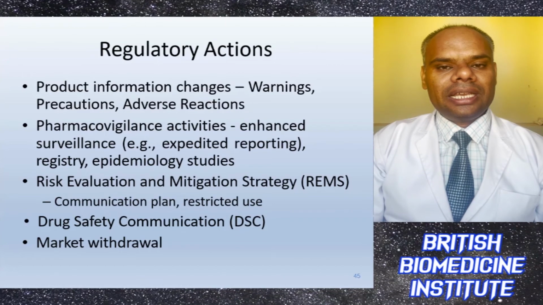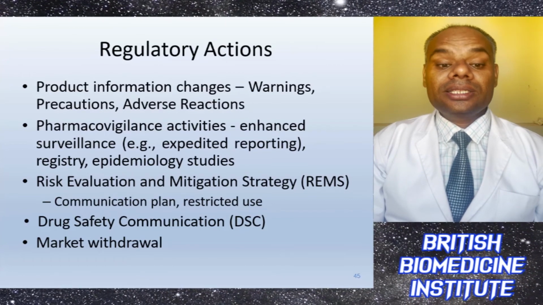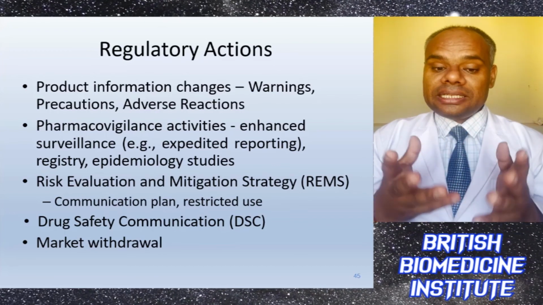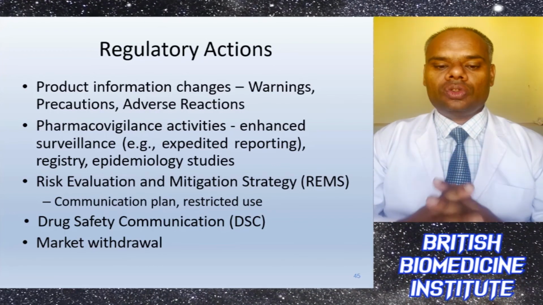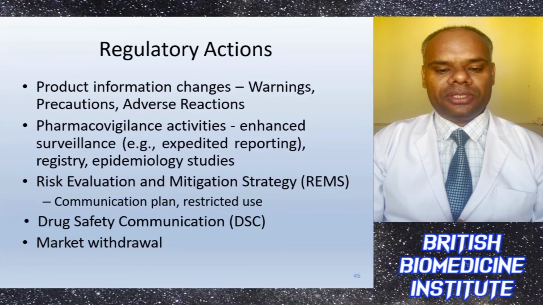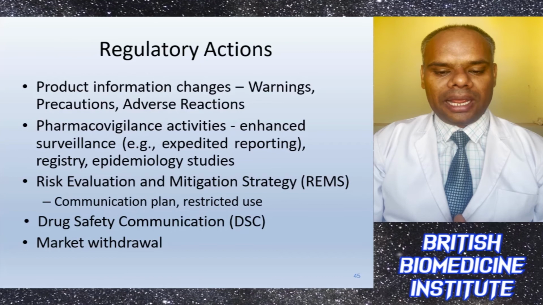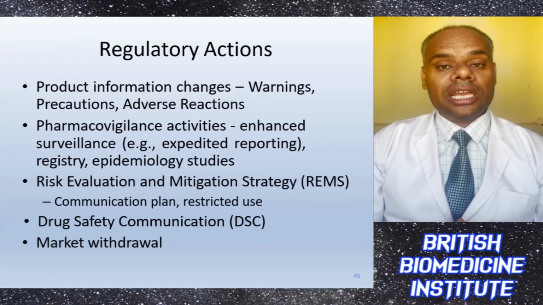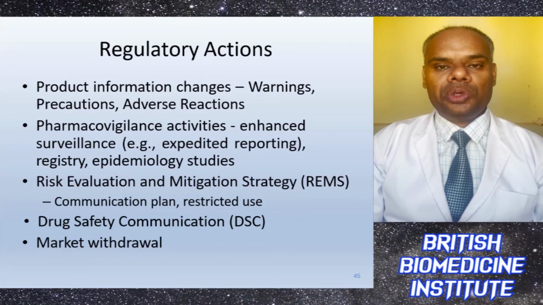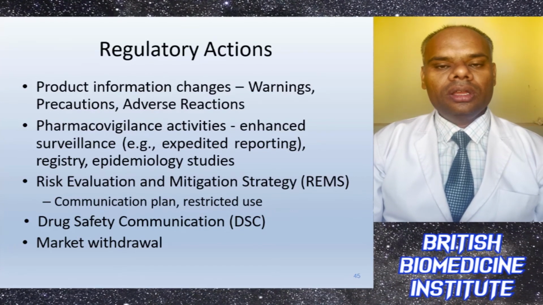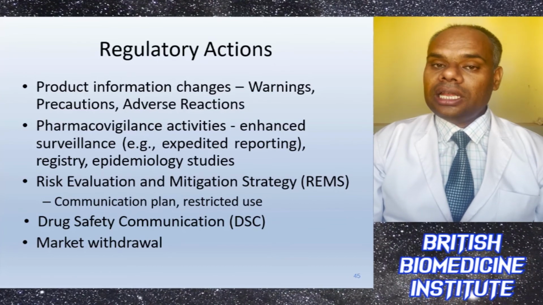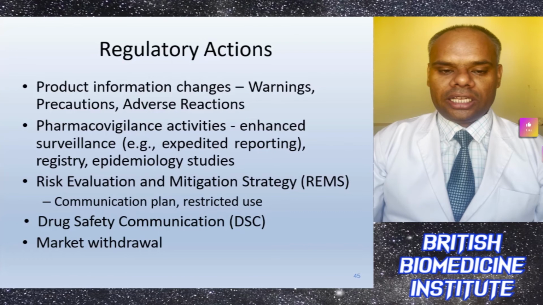Under pharmacovigilance activity, basically they can enhance surveillance, like we can go for expedited reporting, registries, and pharmacological studies also. Under your risk evaluation and mitigation strategy, REMS, there can be a communication plan or restricted use of a particular type of medicine. And we can also go for DSC, drug safety communications, and if signs and symptoms again are coming, then the medicine can be withdrawn from that particular market.